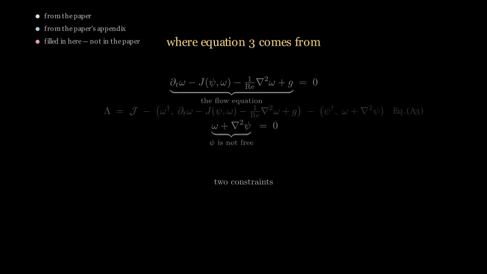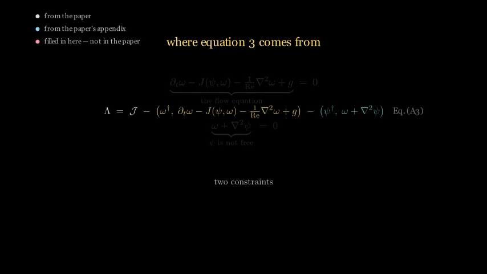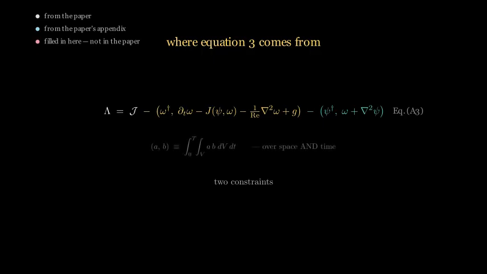Omega dagger multiplies the flow equation. Psi dagger multiplies the Poisson equation. Those two multipliers are the adjoint fields. That is where they come from, and it is why there are two of them. The round brackets here mean integrate the product over the box and over the whole time window.